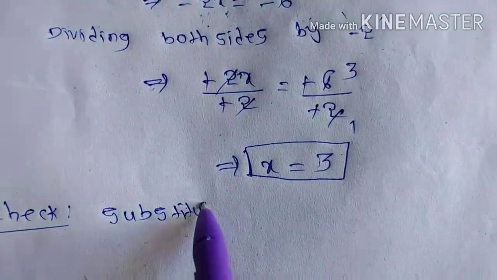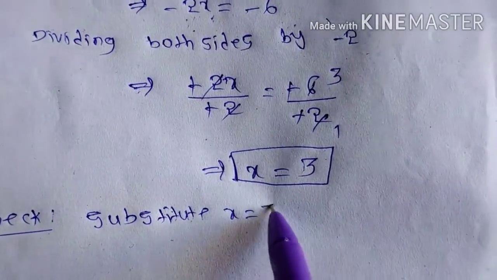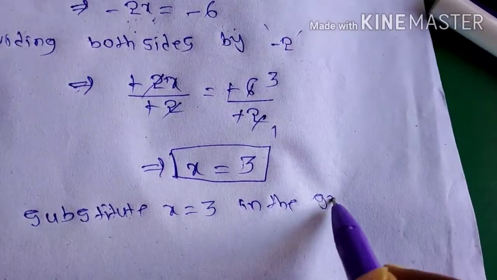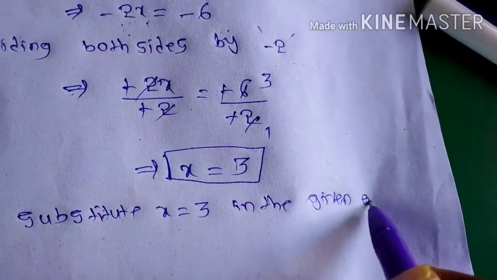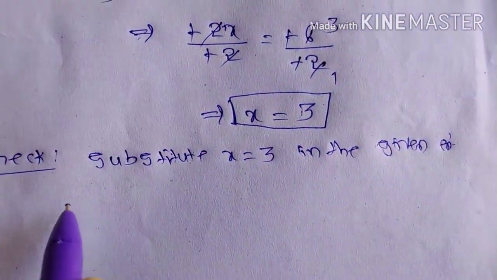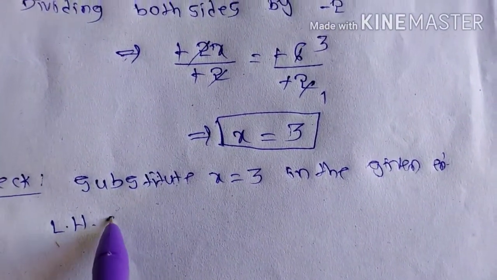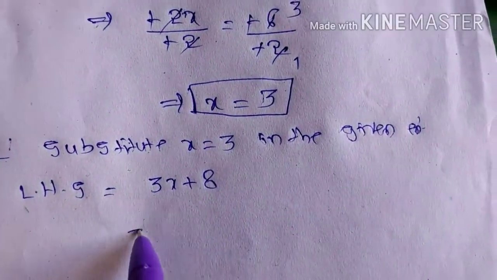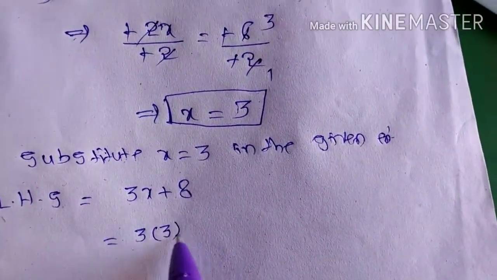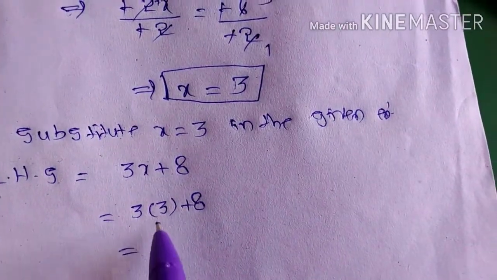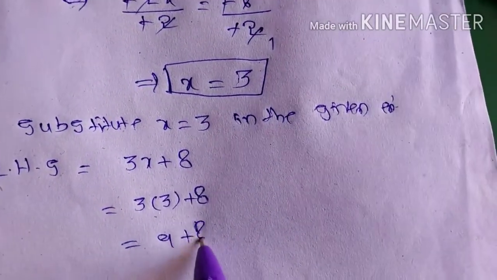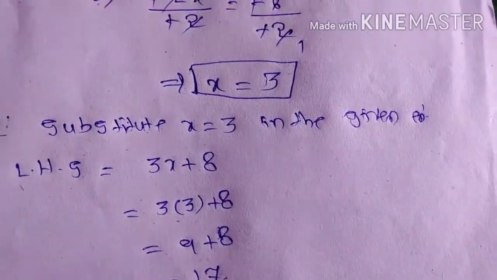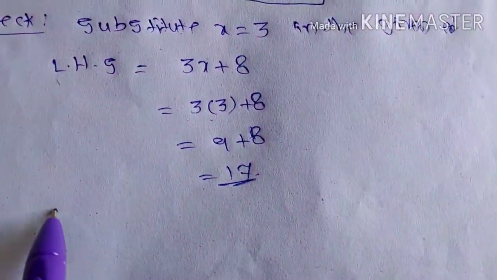Substitute x is equal to 3 in the given equation. In the given equation, see here, LHS value is how much? Here LHS is equal to 3x plus 8. That means 3 into 3 plus 8. 3 threes is how much? 9. 9 plus 8 is how much? 17. Yes or no? LHS is equal to 17. In the similar way, you need to find RHS.